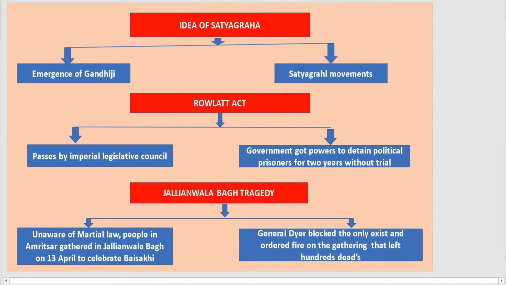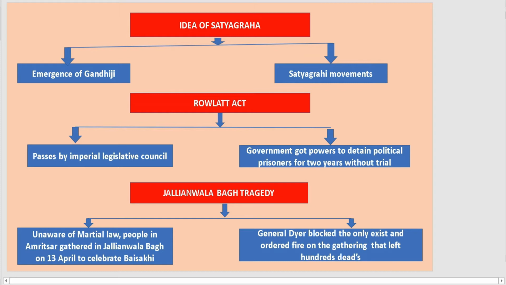Here, first of all, it is given the main heading, the idea of Satyagraha, and it has 2 parts. First of all, the emergence of Gandhiji, and then how he started the Satyagraha movements in different places, like in Champaran, Kheda, and Ahmedabad. Related to that, you are going to read the whole concept, and even map work will come from this. Next, move to the Rowlatt Act.